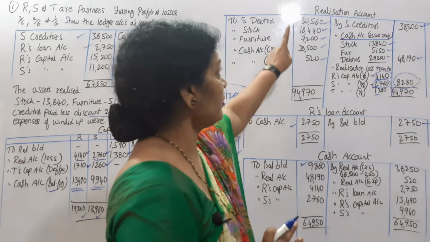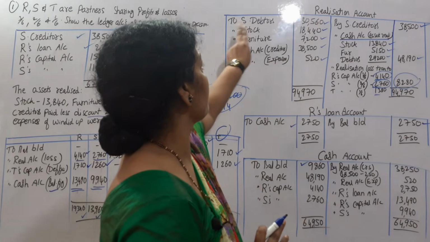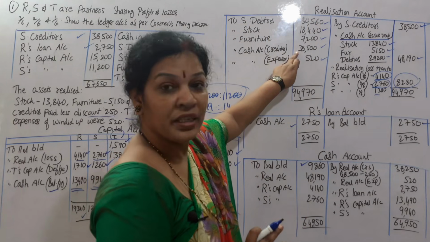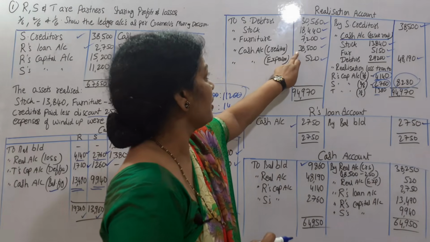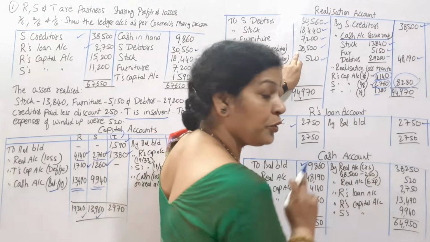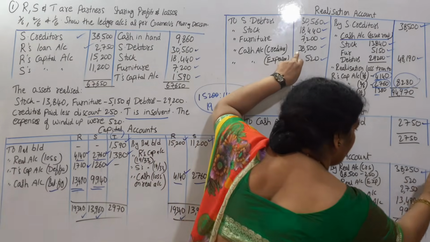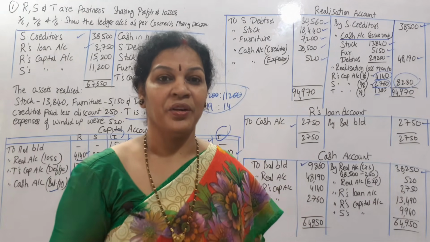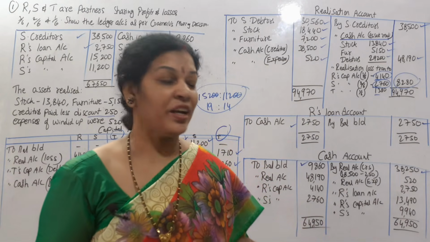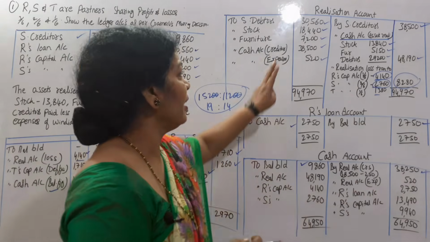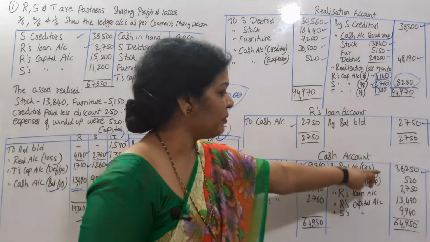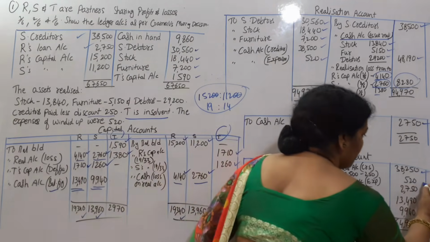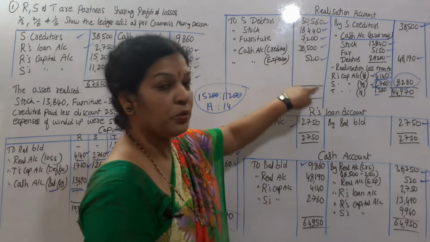Now here, realization account, where do you have cash? Here, creditors. So this is on the debit side. Debit side means you have to write on the credit side 38,500. But here 38,250 we are writing. Why 250? Discount. He has taken the discount. With the discount, when it is giving the cash, here you are writing minus 250. Actual amount is 38,500, but we are getting 38,250 cash. Next, expenses 520. This is also cash.